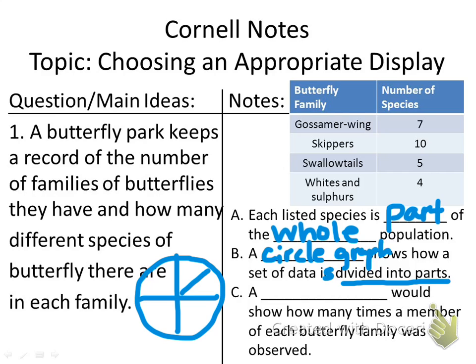Letter C. A blank would show how many times a member of each butterfly family was observed. Well, if we want to know how many times it was observed, the best representation for that would be a bar graph. Depending on which question we want to answer would tell us which one would be better. So if we want to know about the parts, that would be a circle graph. If we want to show how many times they're each identified, that would be a bar graph.